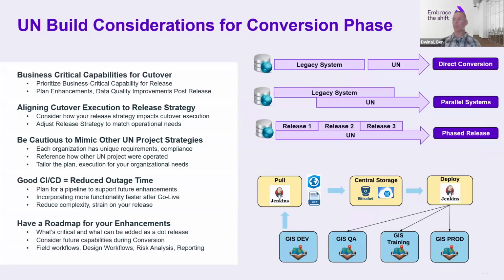Finally, when planning your UN migration, what factors provide the best chance for success on your release? I'll continue to point out and focus on the prioritization of your business critical capabilities for that first production release. Have a plan in place to add additional capabilities during the second or third or fourth release cycle, but really focus on that business critical capability for your first release.